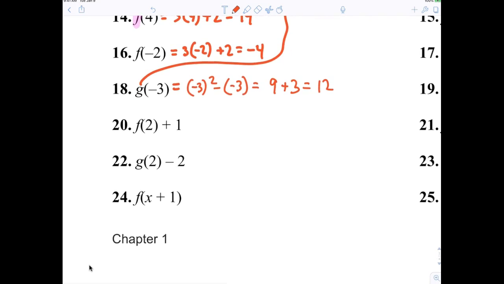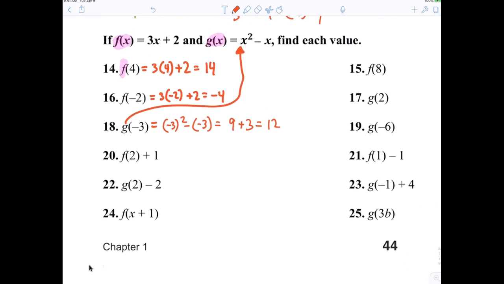All right, now for number 20. F of 2 plus 1. What do I have to do? Plug what in? 2 into the f function, and then add 1. That's it. So it's going to be 3 times 2 plus 2, and then what? Plus 1. So, plus 1 at the end. Yes. Do the plus 1 at the end. So what's that answer? 9. I think 9 is correct.